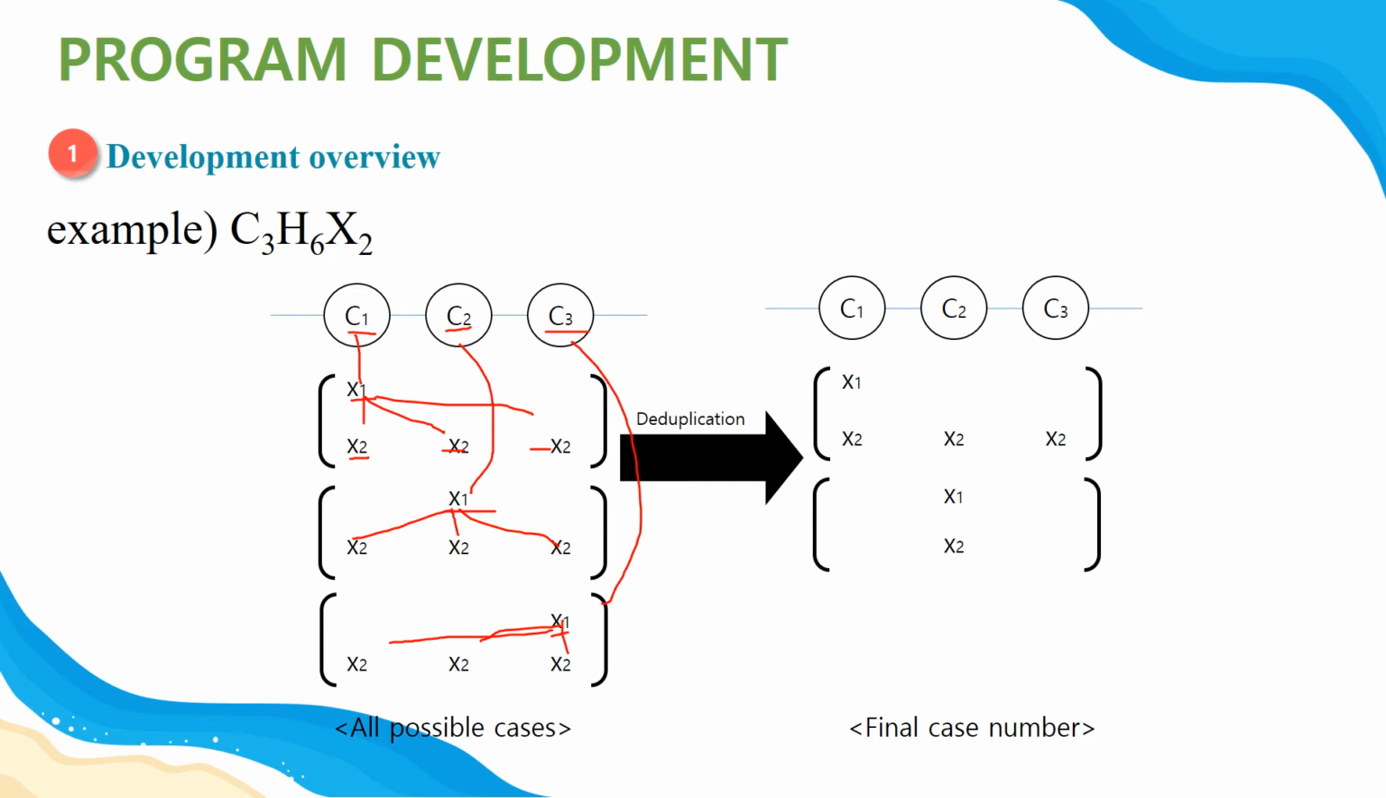However, since there are cases that overlap, C is numbered from the right, C1, C2, C3, to find the same cases. For example, among the 9 cases, the final cases are 4. There are 4 possible structures of C3H6X2.